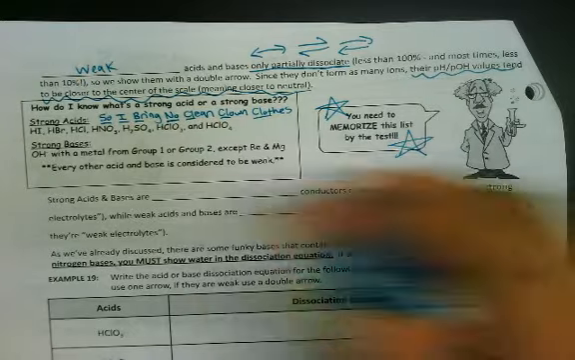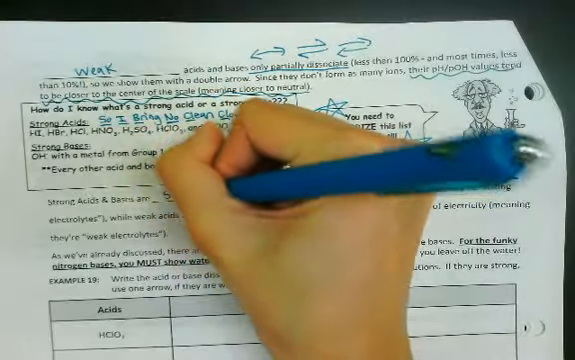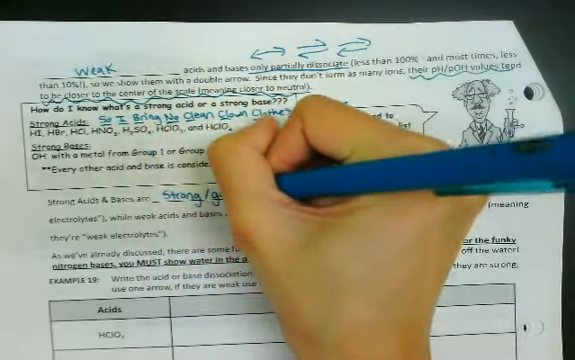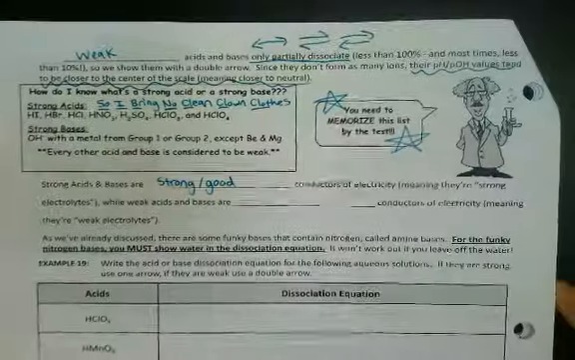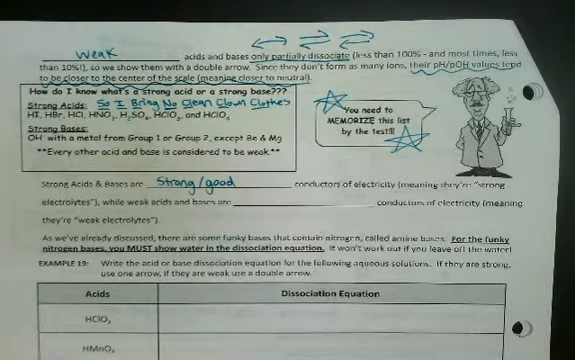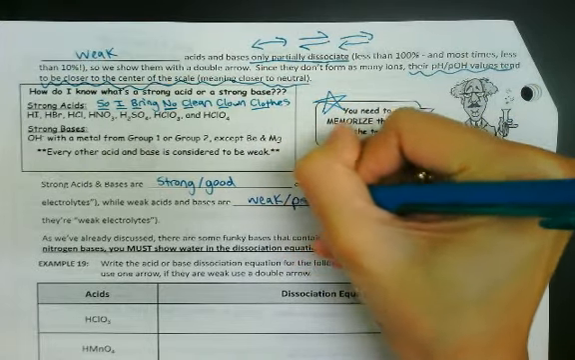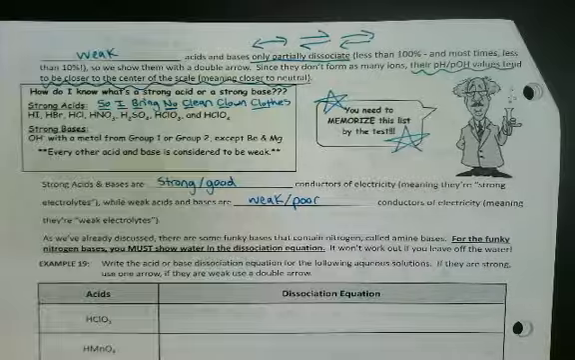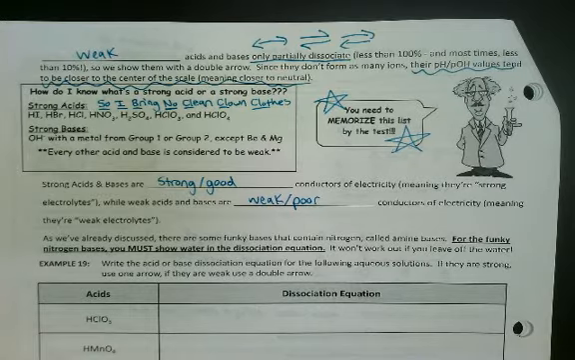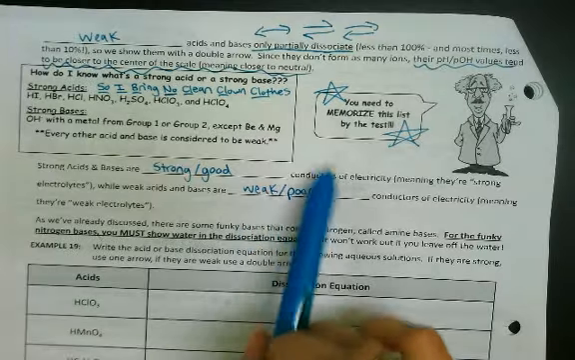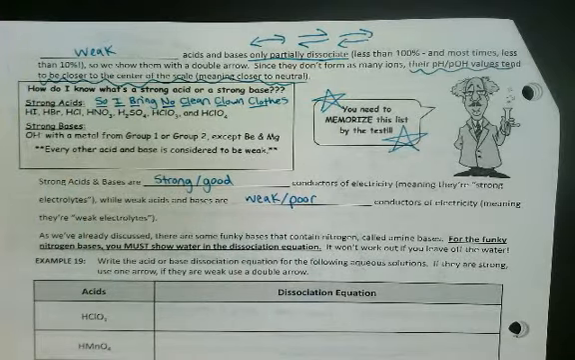And remember that strong acids and bases are good conductors of electricity, meaning they're strong electrolytes, while weak acids and bases are weak or poor conductors of electricity. They are weak electrolytes. So we already discussed these last unit. Hopefully you remember this from the previous unit. You do need to continue to know how to do these things going forward.